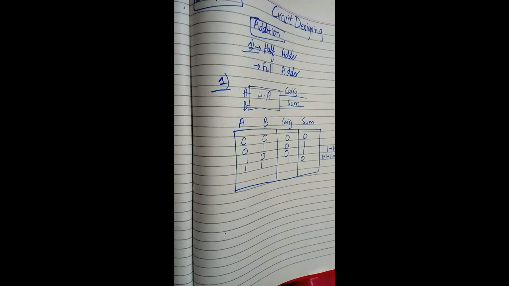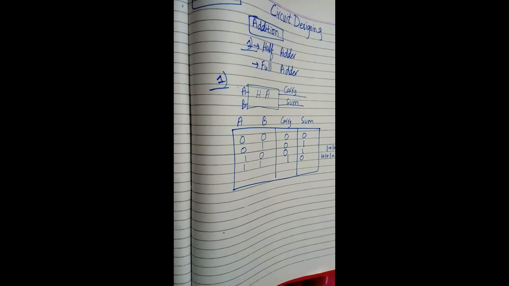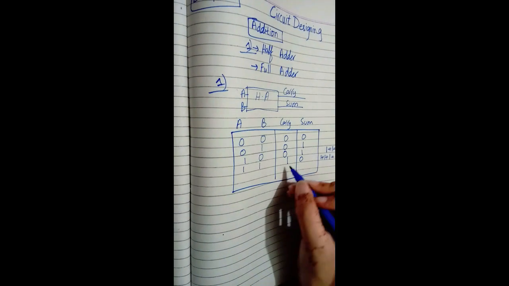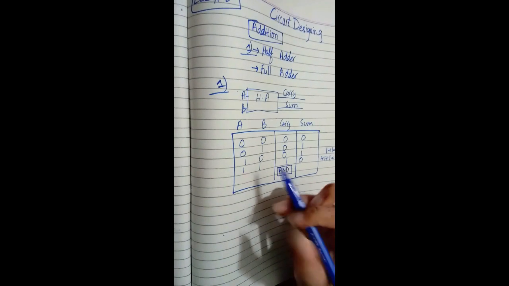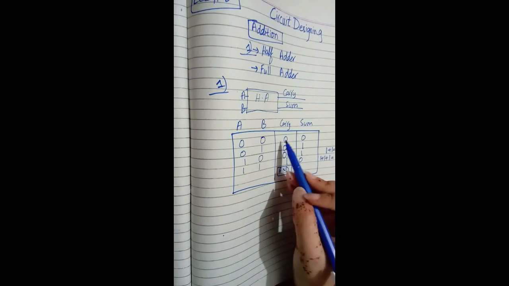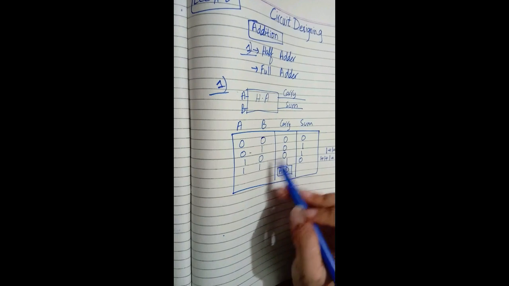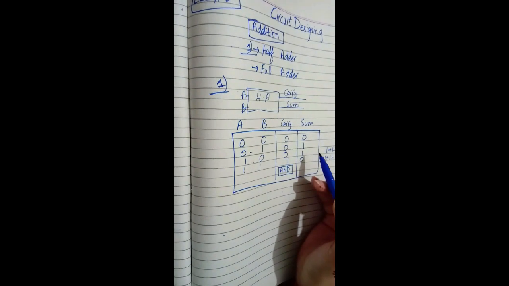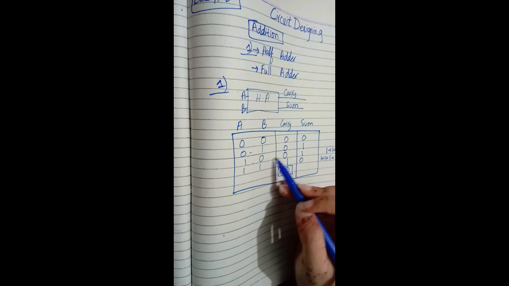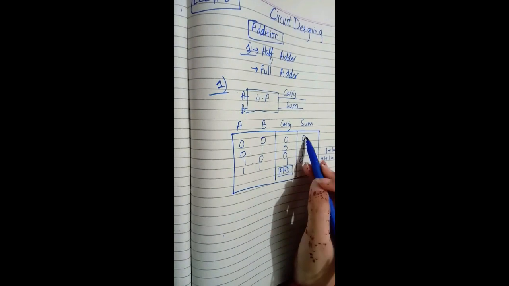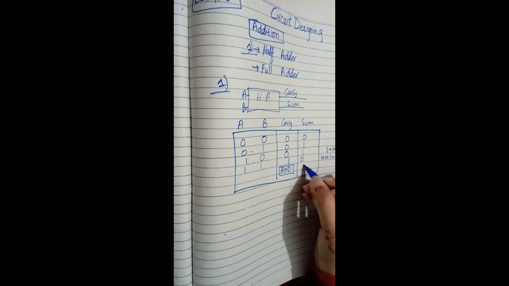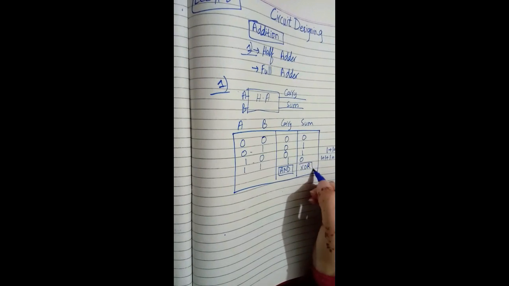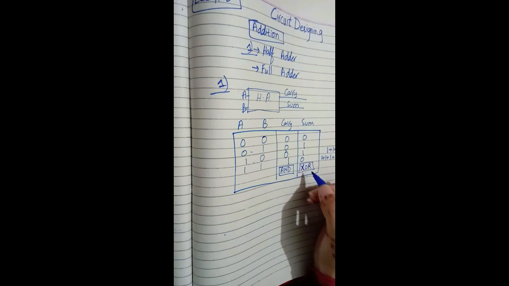Now we will do the circuit diagram for it. In this we have to see our carry, which is the AND gate. You can check it out. 0 into 0 is 0, 0 into 1 is 0, 1 into 0 is 0, 1 into 1 is 1. And for sum we have the XOR gate, as we have studied it in our previous lecture.